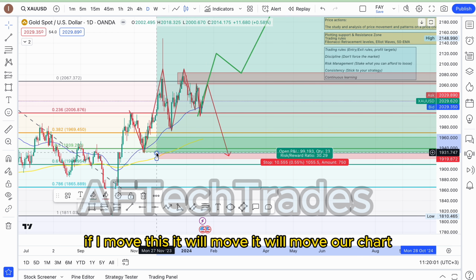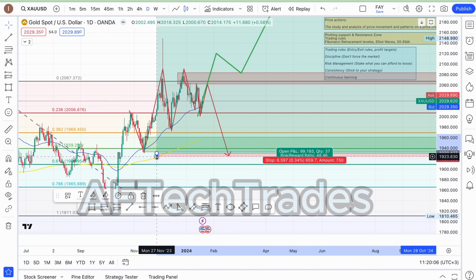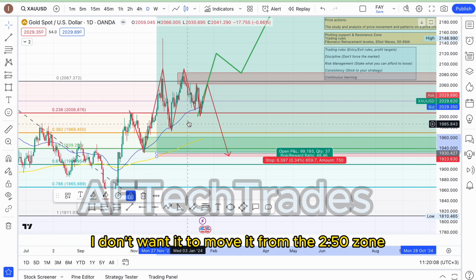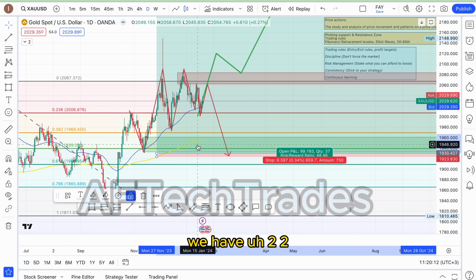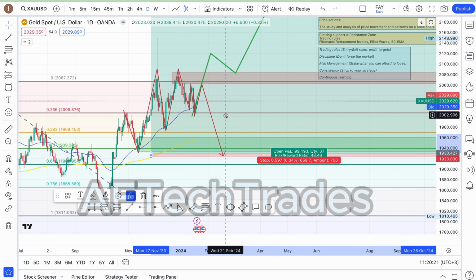If I move this, it will move our chart. So let me leave it here. I don't want it to move from the 250 zone. We have 2250 we have set. Okay, so the risk to reward ratio is super high.